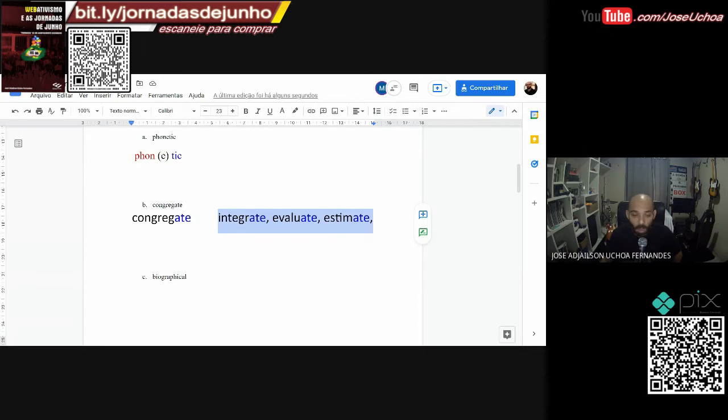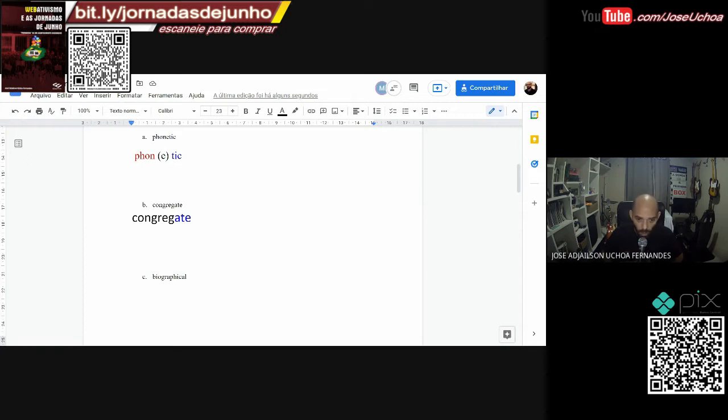Now, how many words can you come up with out of the black part? Congreg. We had integrate, evaluate, and estimate. We thought of these words as relatives of congregate in terms of the family ate. Now I want you to think of the family congreg. Congreg, we know congreg is not a word itself because the verb is not to congreg, but to congregate. But out of congreg, we have congregate and congregation.